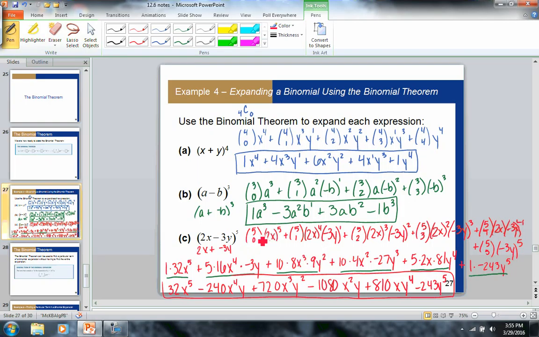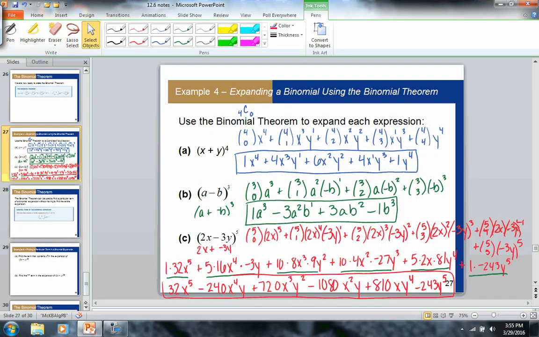Even if you want to write it out one term at a time, write out your big expression and then simplify this and get the 1 times 32x to the fifth and then write 32x to the fifth down below. And you can simplify it one term at a time. Okay? So definitely practice that because it's just a lot of detail. It's not challenging stuff, it's just a lot of detail.